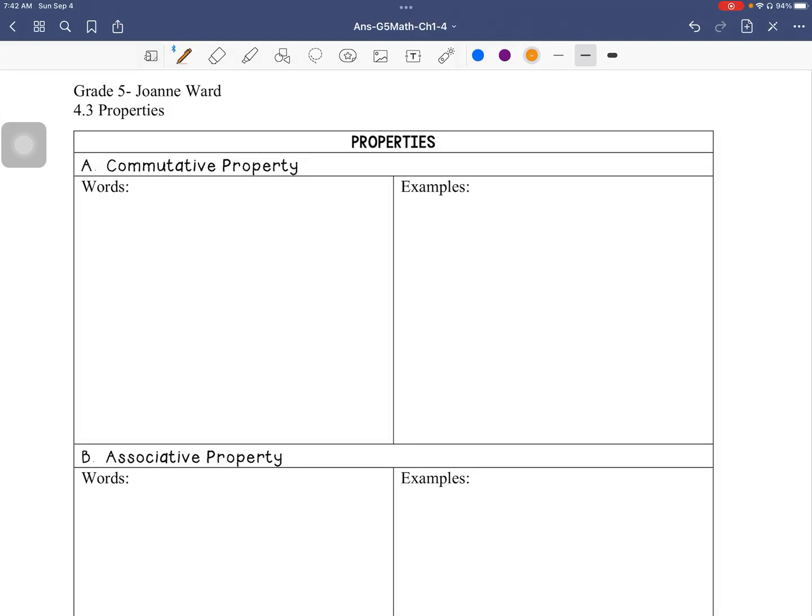So then in 4.3, we want to talk about different properties. In here, we want to learn how we identify properties of addition and multiplication. There are 5 properties that we want to introduce to you.